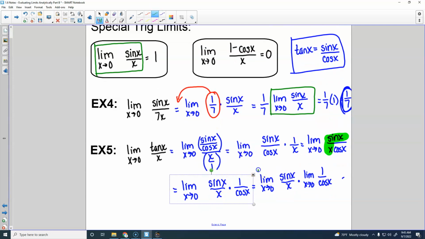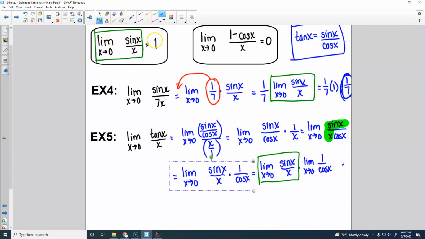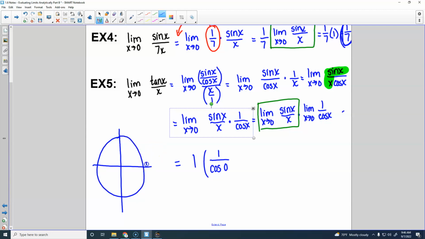And there's popping up what we had before. Limit as x approaches 0 of sine x over x. What does that equal? That up here we know and are going to memorize always equals 1. So that's going to equal 1. And 1 over cosine x, I can actually just do direct substitution for, because I'm going to get 1 over cosine of 0. Here comes the unit circle. Oh, it's back.